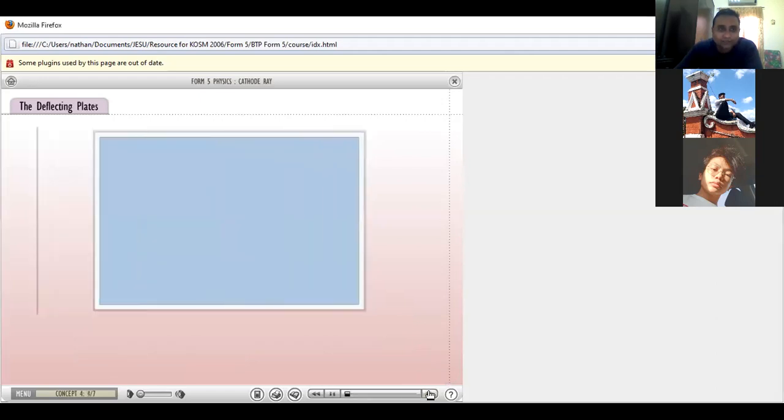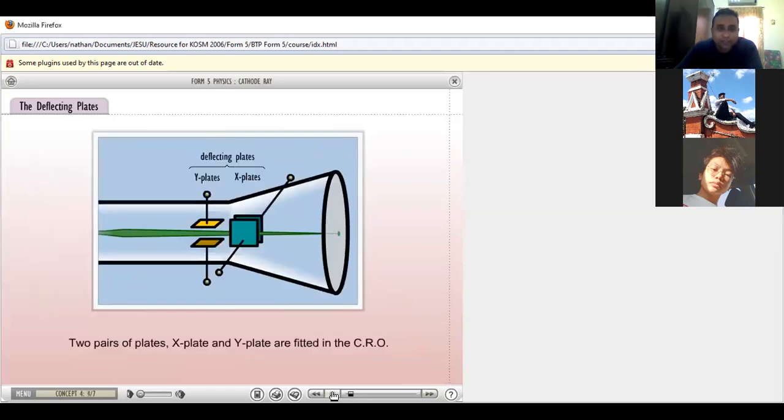Next. Okay, now we have the deflecting plate. So we have the Y plate, X plate. Now the deflecting plate is to deflect the cathode ray. Now Y plate to deflect vertically, X plate horizontally. So dia macam ni ya. So let's see, right?